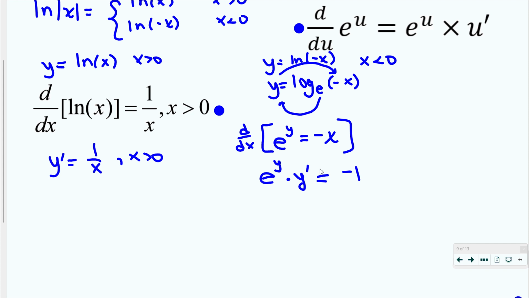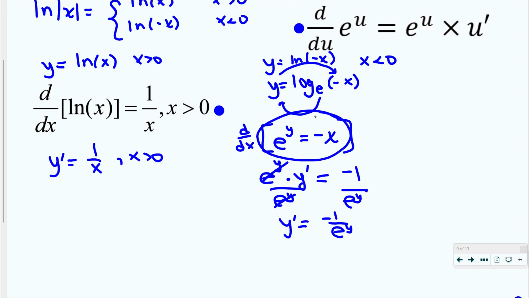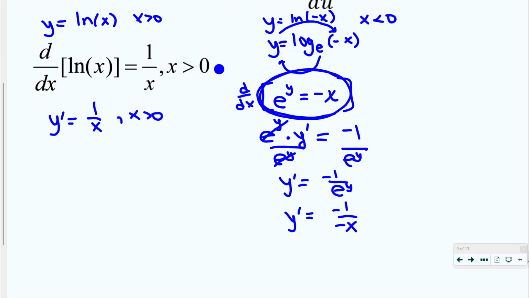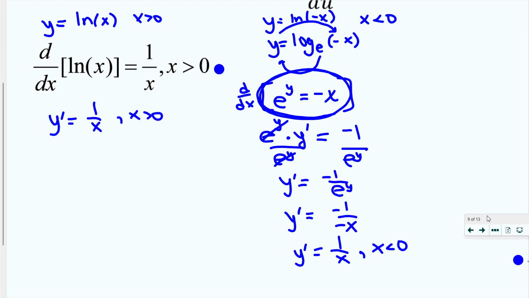So if I want to solve for y prime, I'm going to divide both sides by e to the y. So that's gone. I get y prime equals negative 1 over e to the y. But remember, we said that e to the y was the same as negative x. So that's negative 1 over negative x. And two negatives make a positive, so negative 1 divided by negative x is 1 over x. But this case happens when x is less than 0. So we see the positive case, 1 over x when x is greater than 0, and the negative case, also 1 over x, but when x is less than 0.